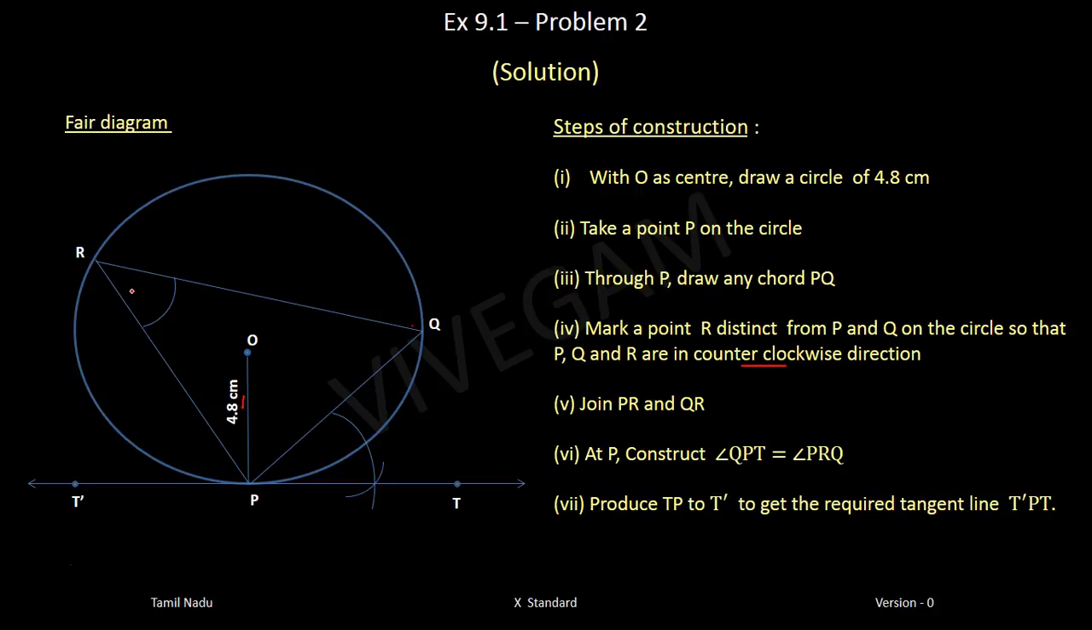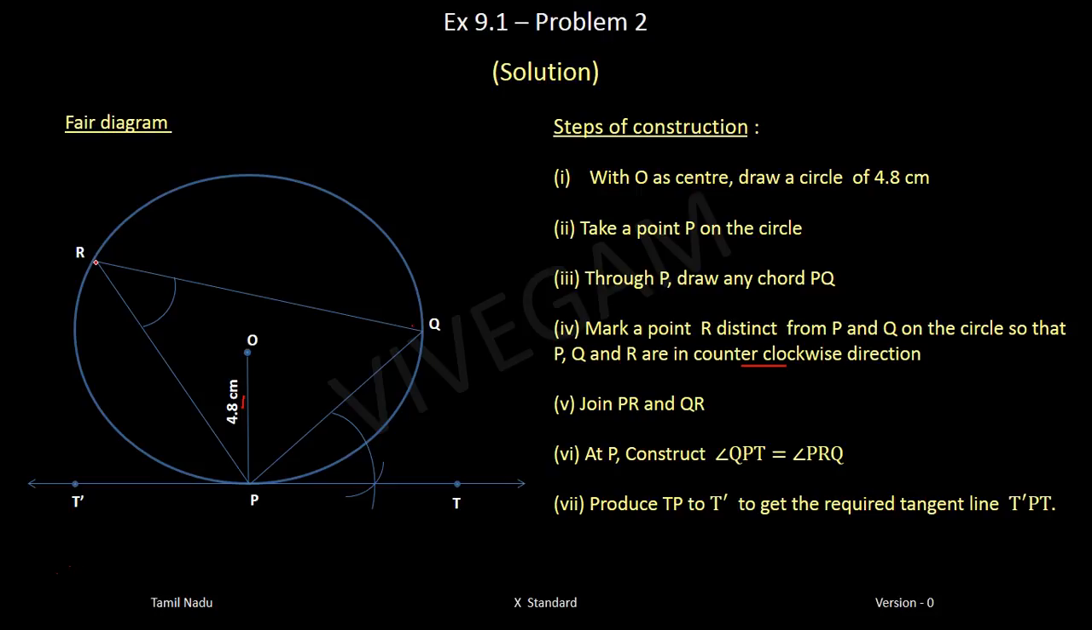Now join PR and PQ. Next, as per the tangent chord theorem, this angle is equal to this angle. So all we need to do is draw a line PT such that angle QPT is equal to QRP. That's all we need to do. Though it's not explained here, we know how we did it.